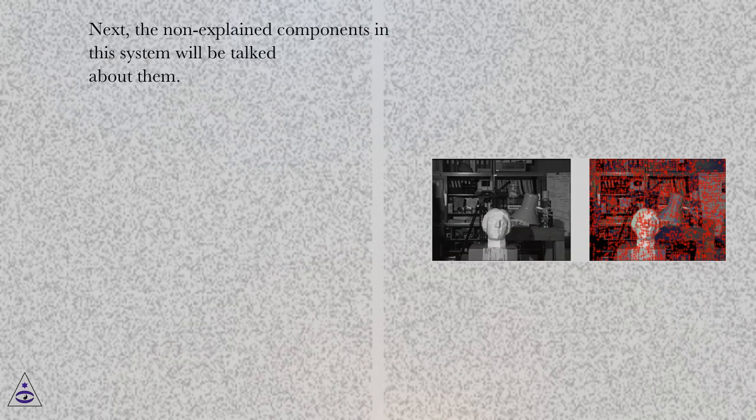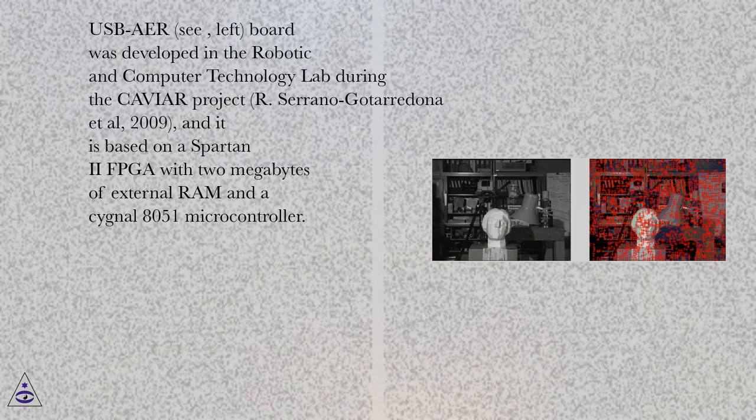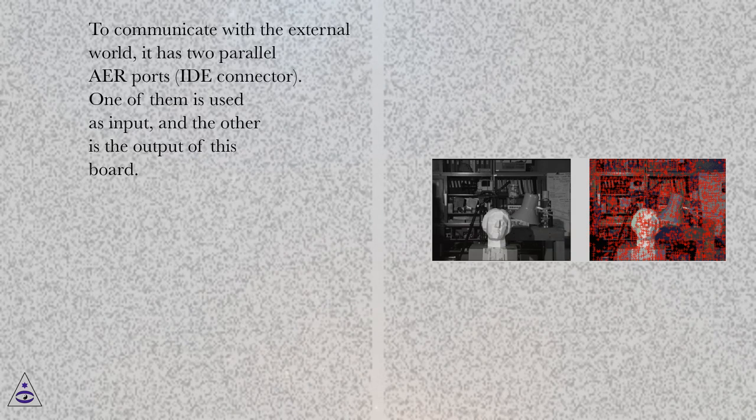Next, the non-explained components in this system will be talked about. The USBAER board was developed in the Robotic and Computer Technology Lab during the CAVIAR project, Serrano Gotarredona et al., 2009, and it is based on a Spartan 2 FPGA with 2 MB of external RAM and a Silabs 8051 microcontroller. To communicate with the external world, it has 2 parallel AER ports, IDE connector. One of them is used as input, and the other is the output of this board.